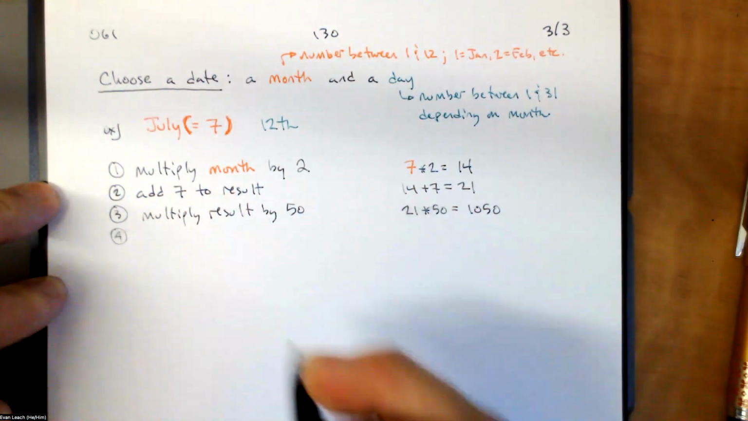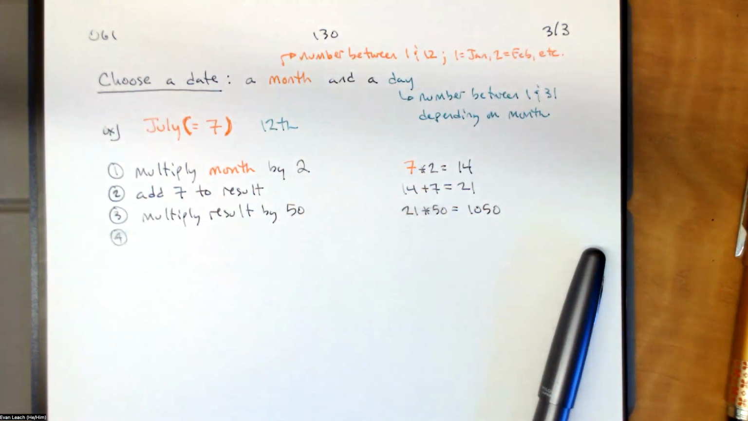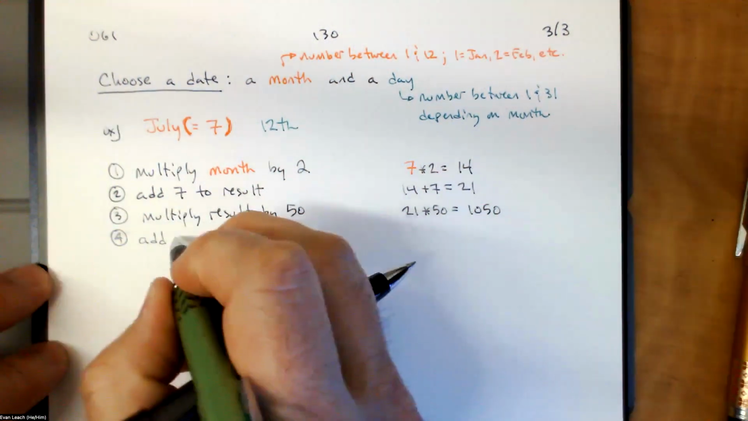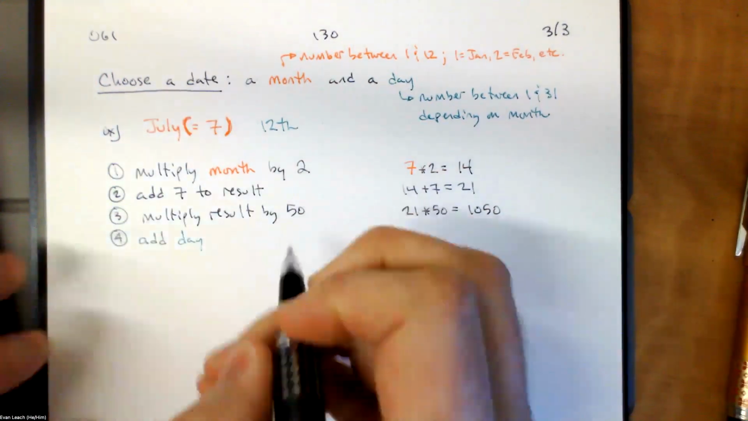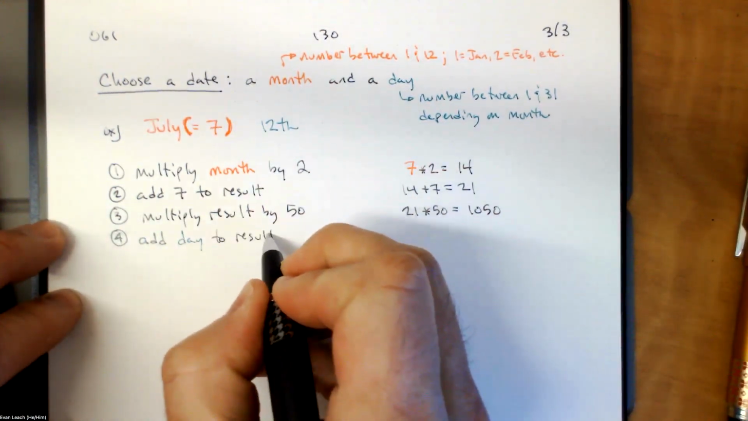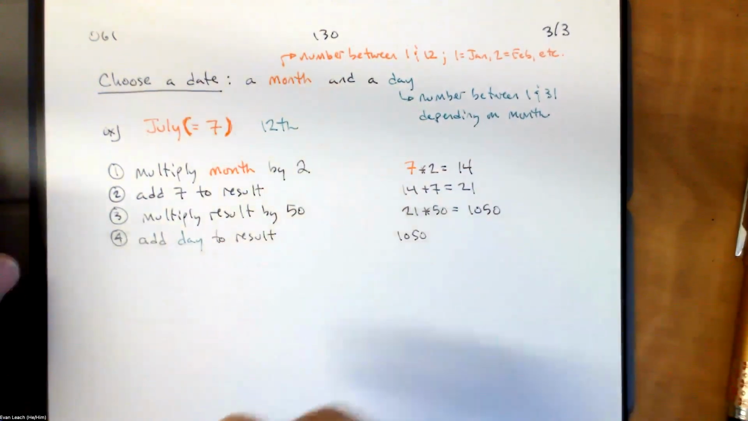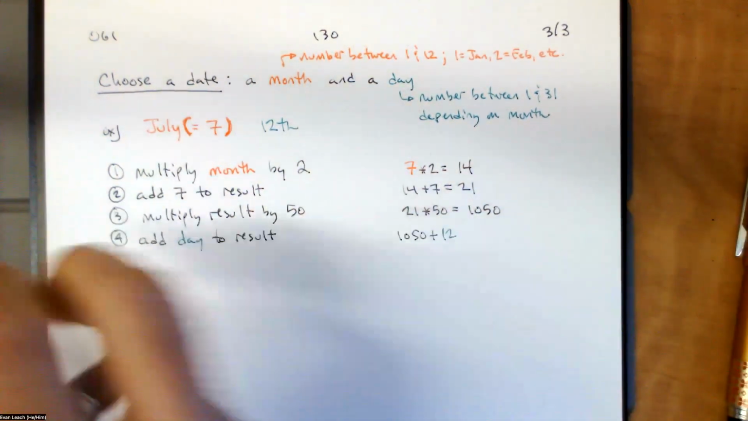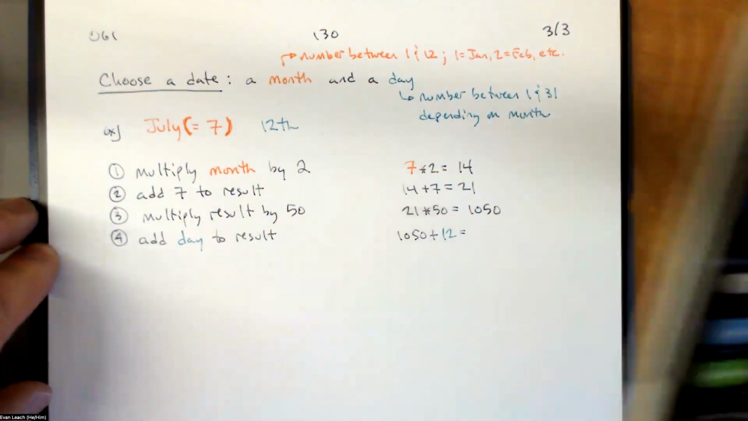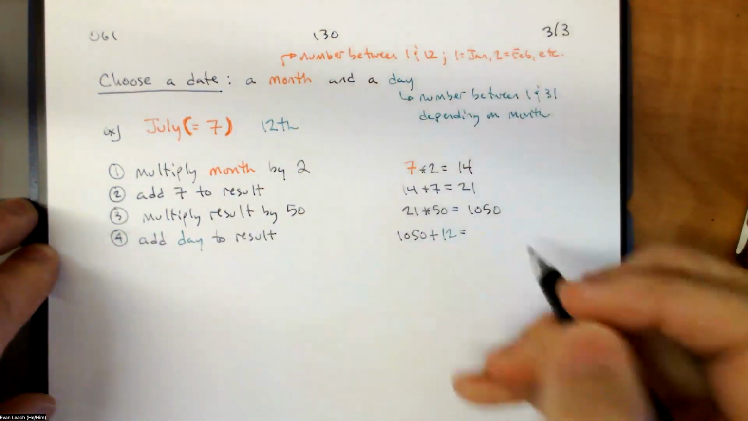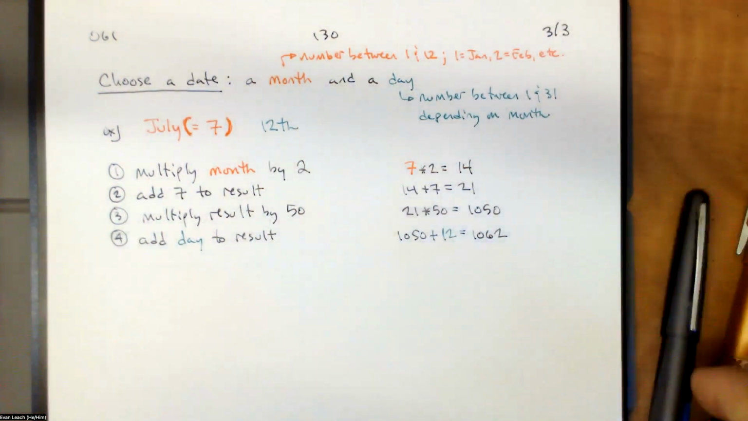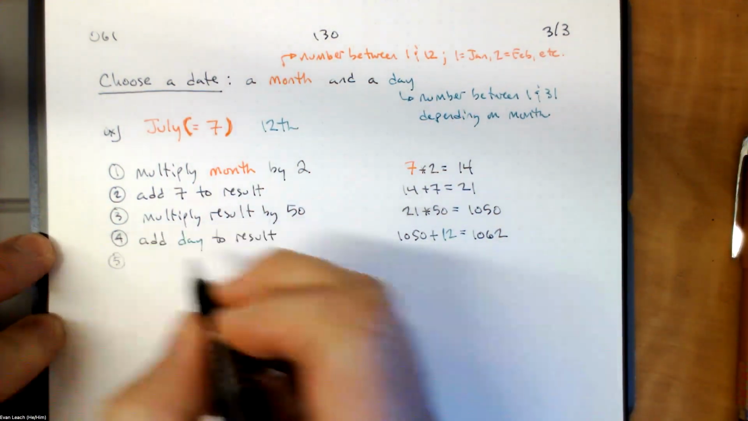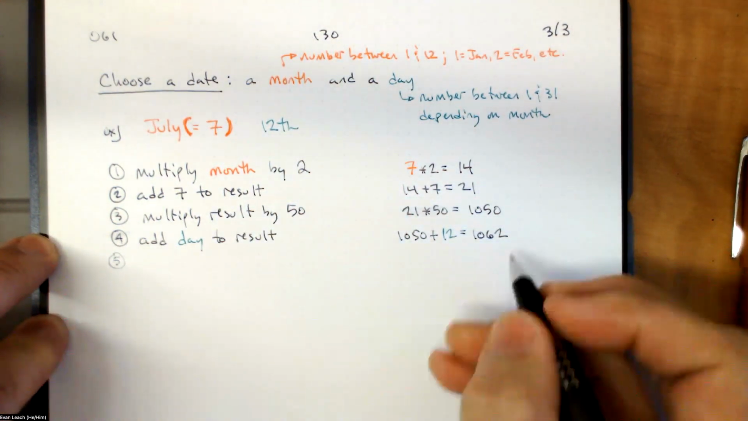Now we're going to add whatever day you picked to the result. So I would take 1,050 and add 12. And 62. And finally, subtract 365 from the result.